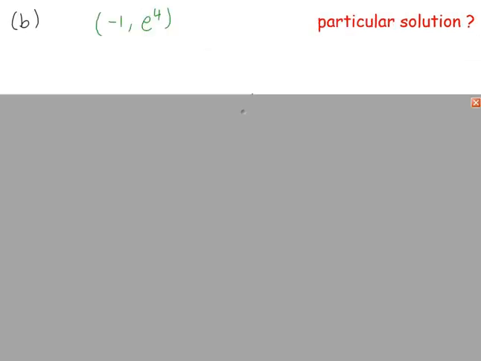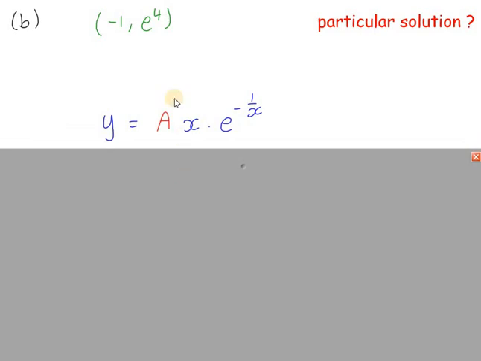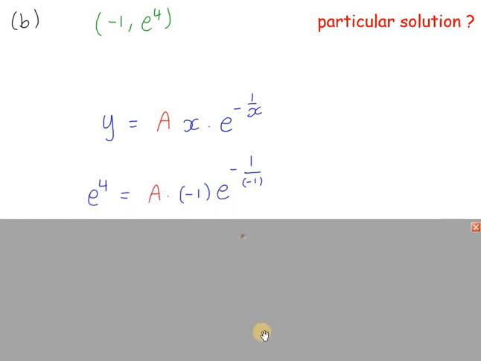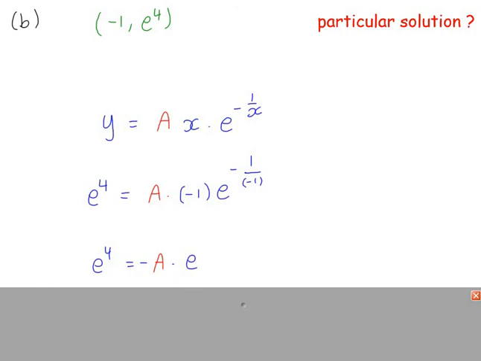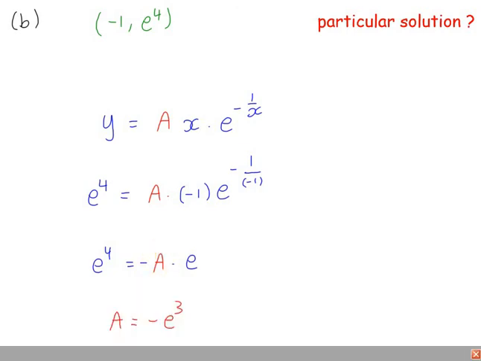Now for a particular solution, you need coordinates of a point on your curve. So if we substitute these in to our general solution, so e to the power of 4 goes here and minus 1 goes into here and here, we have this, and then simplifying gives this, and now we can work out the value of a, which is minus e cubed.